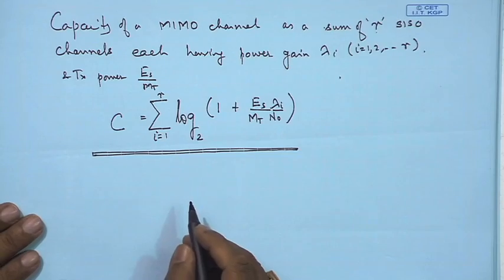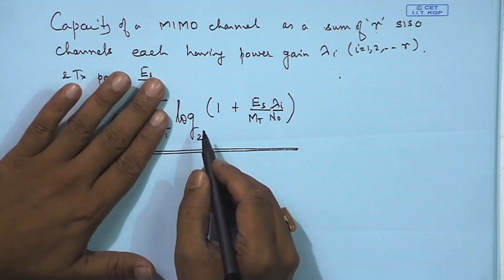So, what we have fundamentally achieved is, whatever is the capacity of a SISO link, we add r of them, where each of them has a strength of lambda I corresponding to the eigenvalue of that particular link, and each channel is excited by Es by mt, that means a certain fraction of the total transmit power, and we add up the capacities, we get the capacity of a MIMO link. So try to understand this expression and the implications of this, we'll get a better feeling of it.